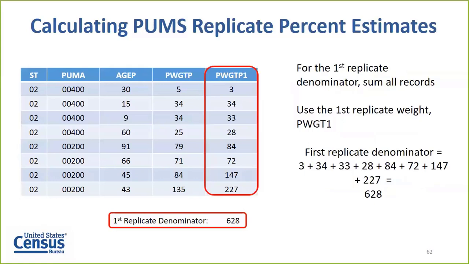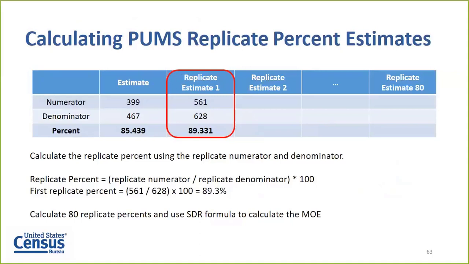If we wish to find the second replicate numerator and denominator, we would use the second replicate weight called PWGTP2, which is not shown here. And recall there are 80 replicate weights, and we'll need to find 80 replicate numerators and 80 replicate denominators to find our 80 replicate percents.